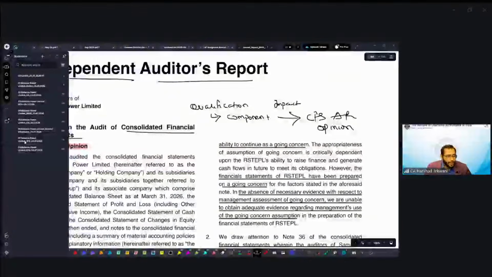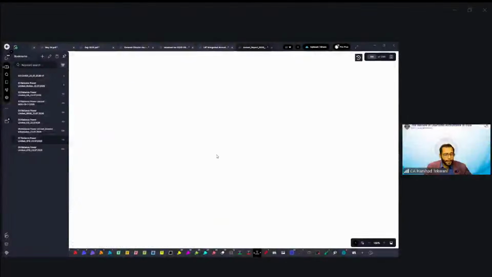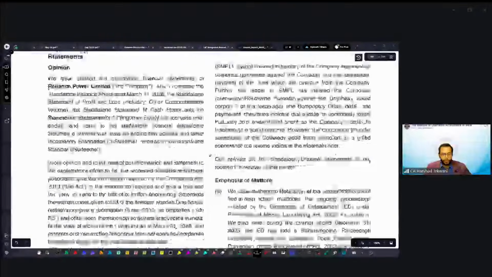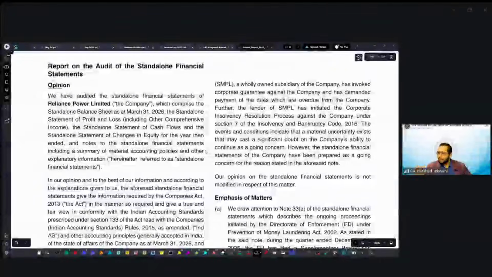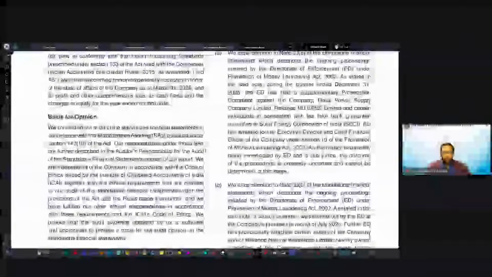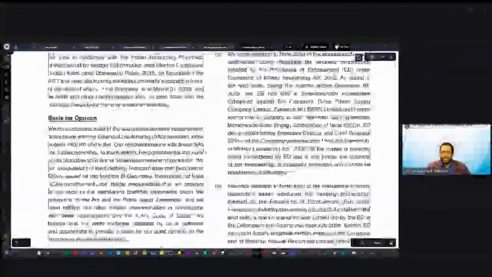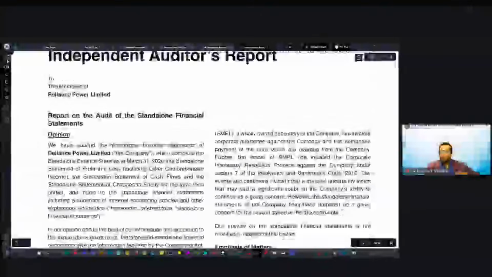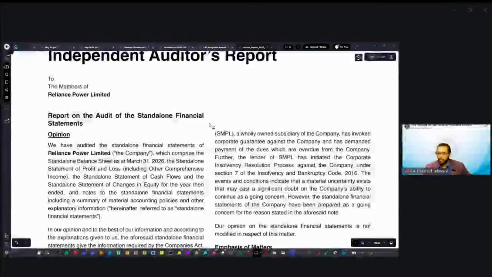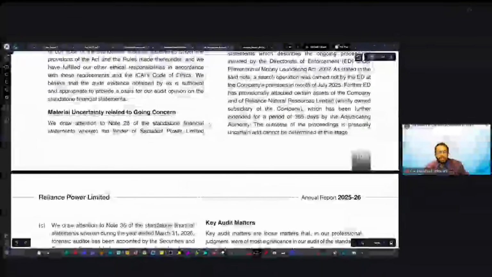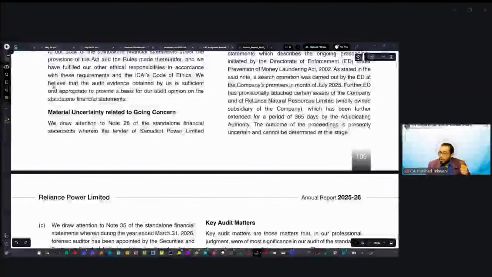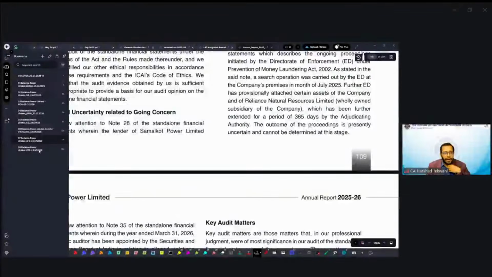Let us see the standalone financial statement for a while. Now see here, a very amazing thing: the standalone financial opinion is unmodified. There is no modification on the standalone financial opinion, but you have a modification on the consolidated financial opinion. You may have a material uncertainty relating to going concern paragraph in the standalone. And not only this particular paragraph, we will go to the consolidated again.